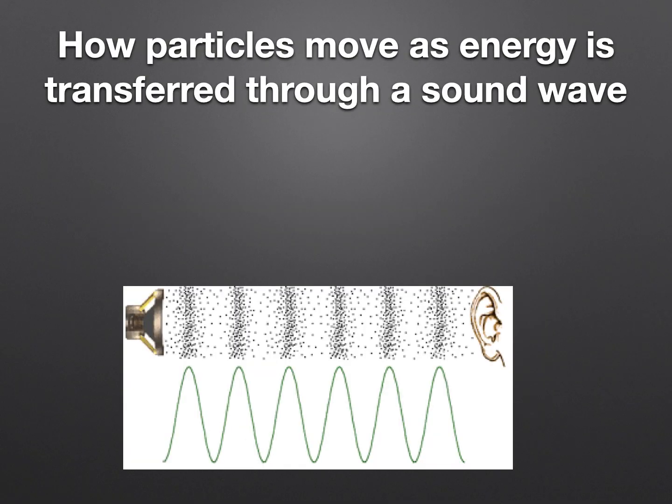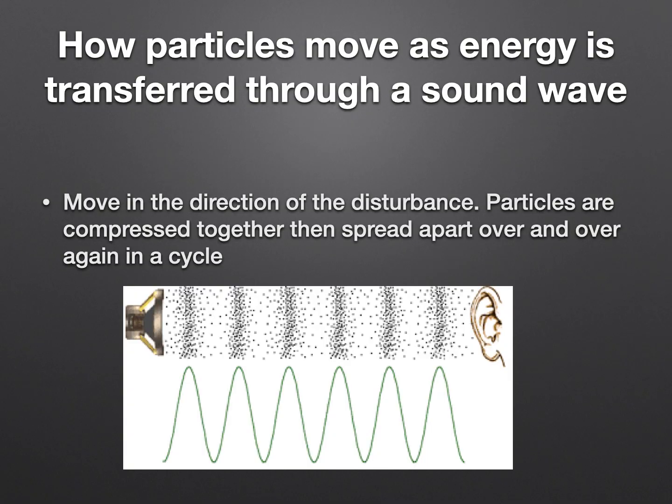The next is how particles move as energy is transferred through a sound wave. And this is really getting technical about what compressions and rarefactions are. They move in the direction of the disturbance. Remember, transverse waves move up and down, up and down, up and down. However, longitudinal waves move with the direction of the energy. And then you see the compressions is where the atoms get bunched up, and the rarefactions are where they get spread apart. And they cycle over and over again. So you can see that cycle from that speaker in the picture to the person's ear.